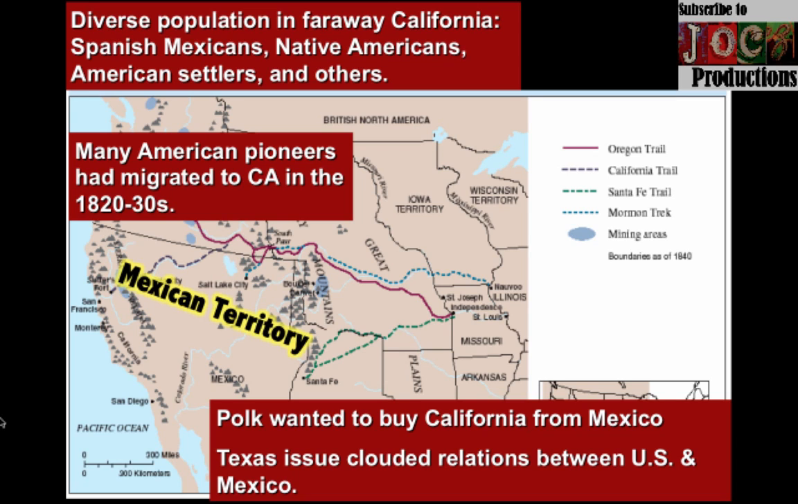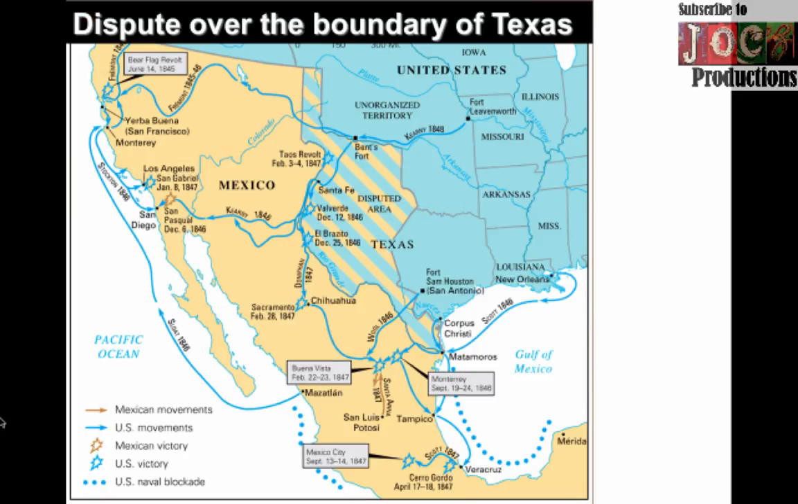And he really wants to buy California from Mexico. But there's a problem. The Texas issue. Santa Anna still does not recognize that the United States has annexed Texas. And the relationship between the United States and Mexico is no bueno. So here's what happens. There's also this boundary dispute.